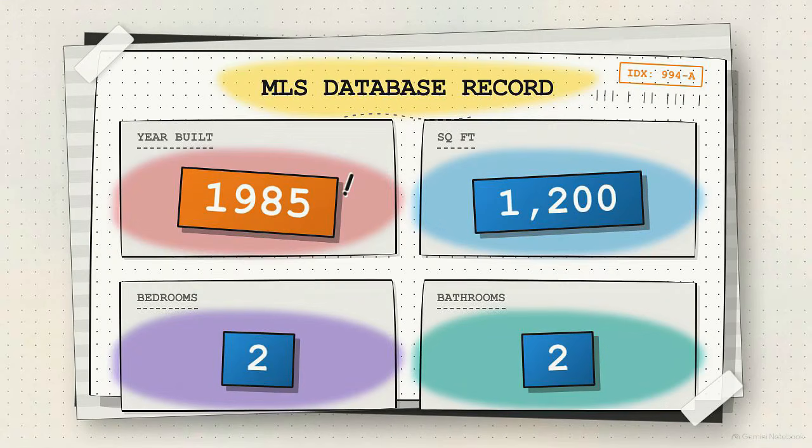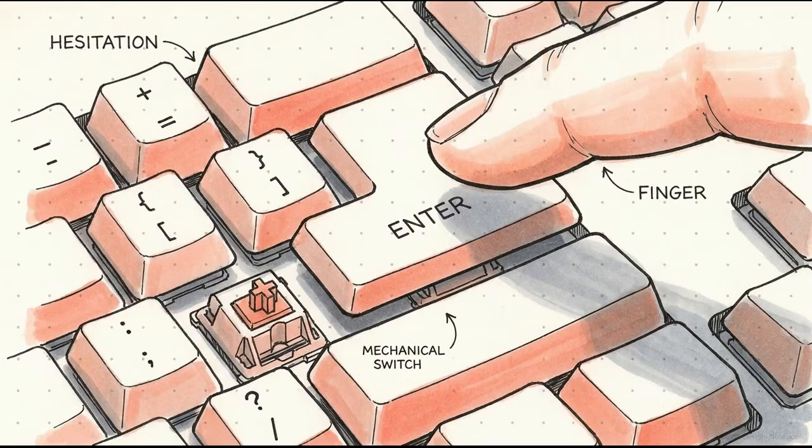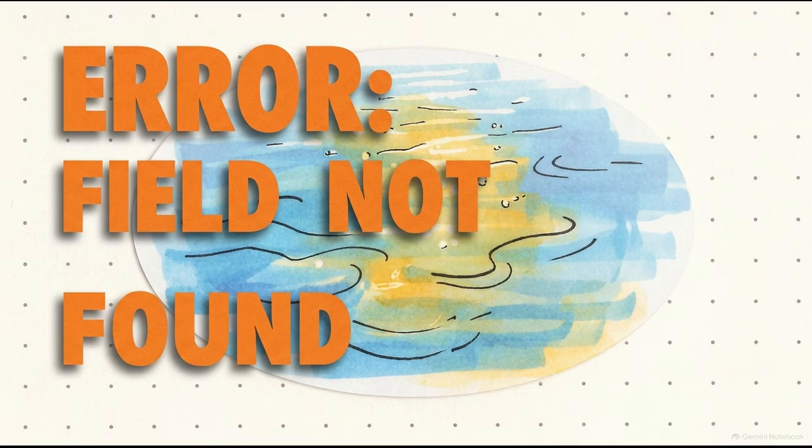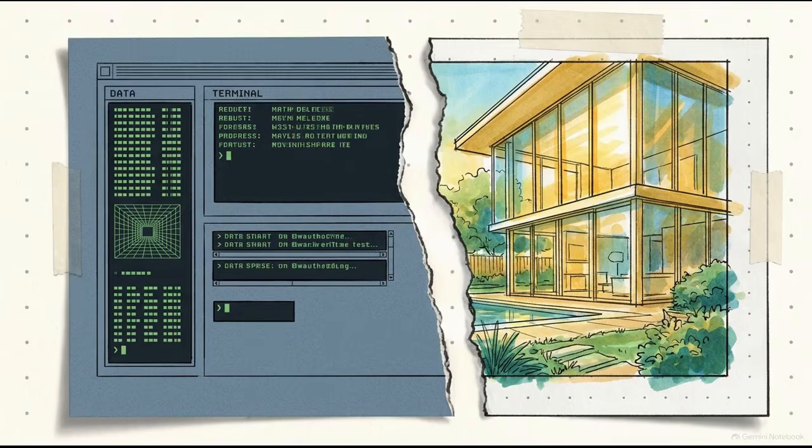Search engines and portals see a rigid database record: year built, 1985, square footage, and a standard count of bedrooms and bathrooms. Look closely at those digital fields and notice what is missing. No input for a pond view, no checkbox for a gutted kitchen. The structured data actively contradicts the physical reality of the home.